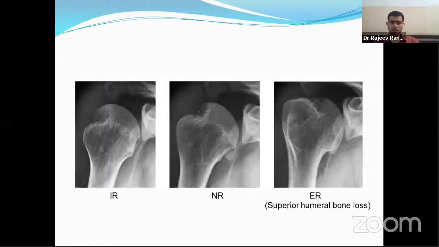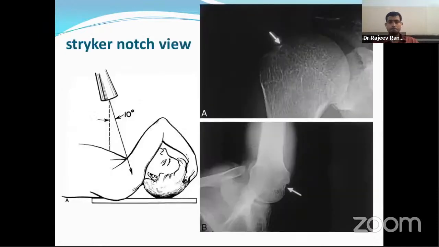This slide shows the AP view in internal rotation, neutral rotation, and external rotation at the shoulder joint. This all shows the Hill-Sachs lesion. If the Hill-Sachs is seen even at external rotation of the shoulder, then it's a significant Hill-Sachs, and it also shows the presence of superior humeral bone loss. Stryker notch view shows the presence of the defect in the posterolateral part of the humeral head, that is the Hill-Sachs lesion.